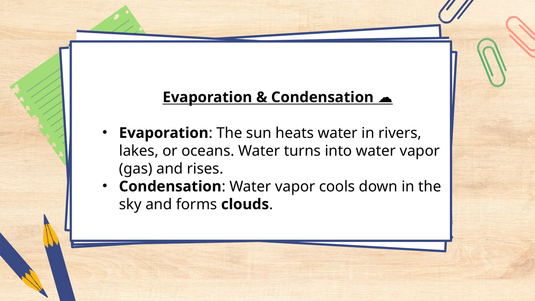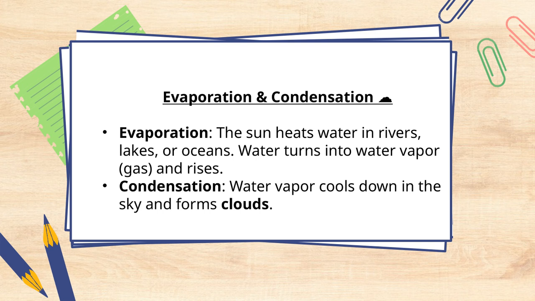First, evaporation happens when the sun heats water in rivers, lakes, or oceans. As the water gets warmer, it turns into water vapor, which is a gas, and then rises into the sky. This is an essential part of moving water from the Earth's surface into the atmosphere.